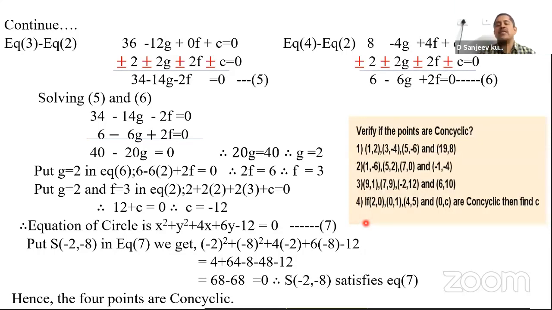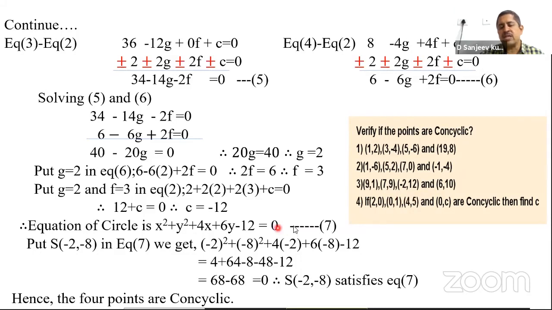So verify if the points are concyclic. The first 3 problems are similar to what exactly I have taken here. Now the fourth problem here, what is given? If (2, 0), (0, 1), (4, 5) and (0, c) are concyclic, then find the value of c. Because these 3 points are known to us, form an equation of circle with these 3 points, right?